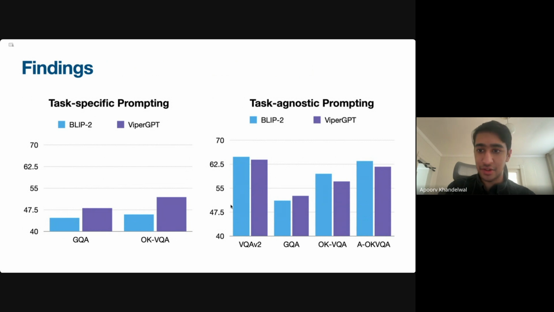Notice that my axes are scaled. You'll have to look at the paper for the real numbers. The gains in GQA are smaller, and the gains in OKVQA are actually losses. So while there were gains on the left side with the task-specific prompting, we found the performance drops with the task-agnostic prompting. And we see that trend continuing for AOKVQA as well.